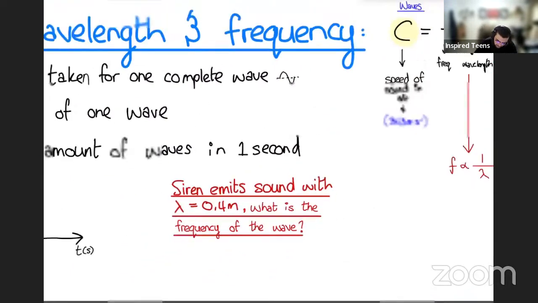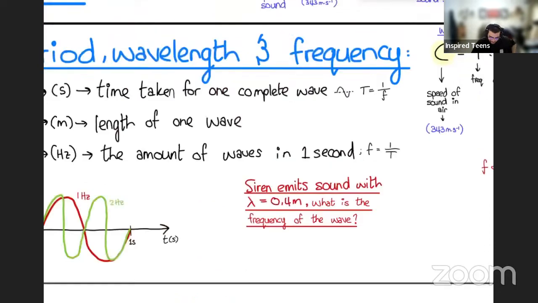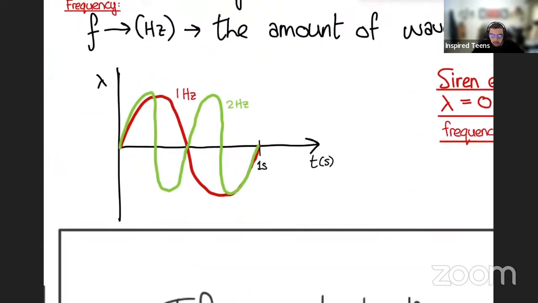You can calculate it. Period is equal to 1 over frequency, and frequency is equal to 1 over period. As simple as that. So you can calculate one of the two if the other is given. Please be able to read this graph.